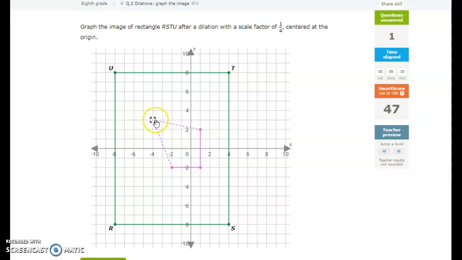Let's look at point U. Point U is up 8 over 8. Again, 8 times 1/4, or divided by 4, would be 2. So I'm going to go up 2. And it was 8 the other direction, so over 2. There's my new rectangle.